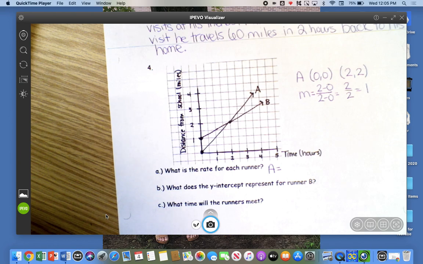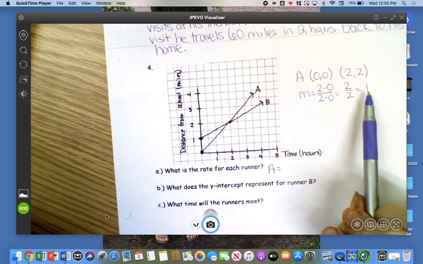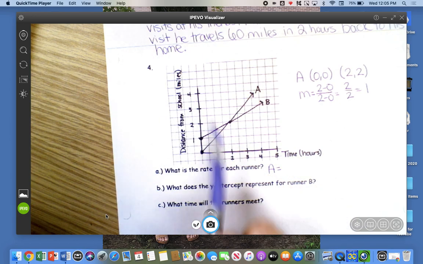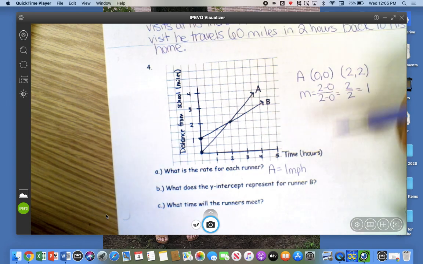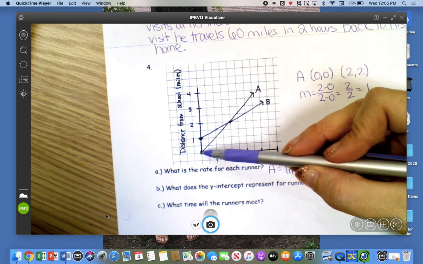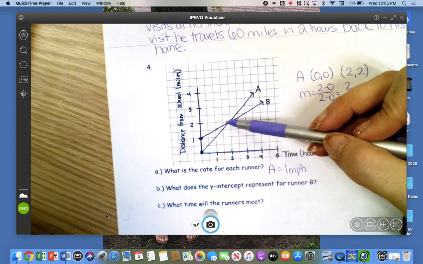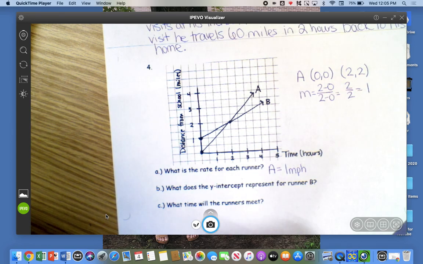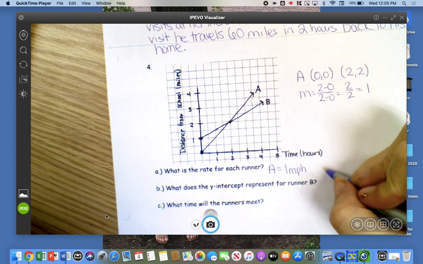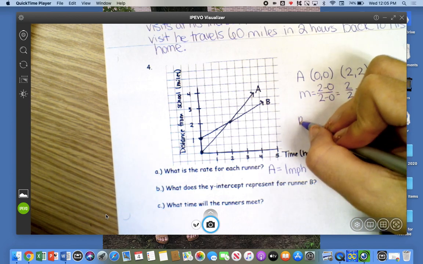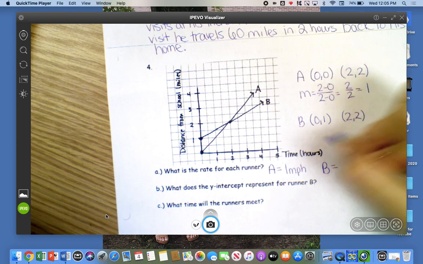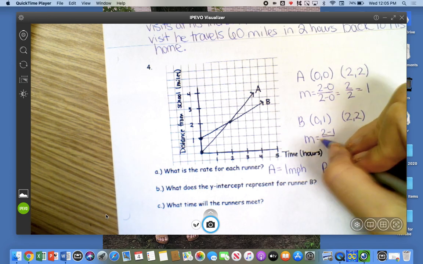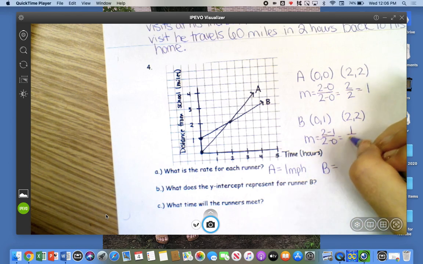So on this, you could do the slope formula, and our unit is miles per hour, so we could say 1 mile per hour. Now, if you want to just count, you can say, oh, well, you traveled 2 miles in 2 hours, and then say, oh, that's 1. 2 divided by 2 is 1. All right, then for B, its starting point is 0, 1, and then it crosses at 2, 2. So this slope would be 2 minus 1 over 2 minus 0. And we get 1/2.